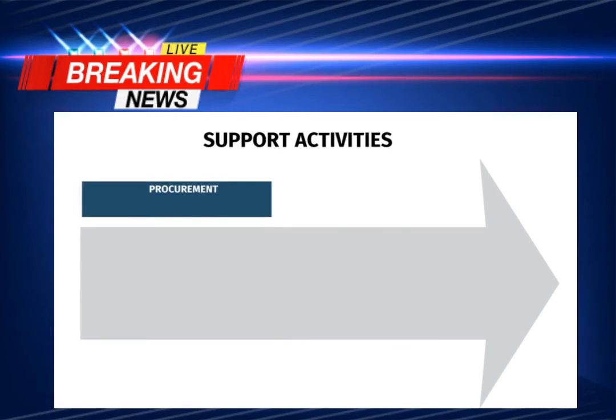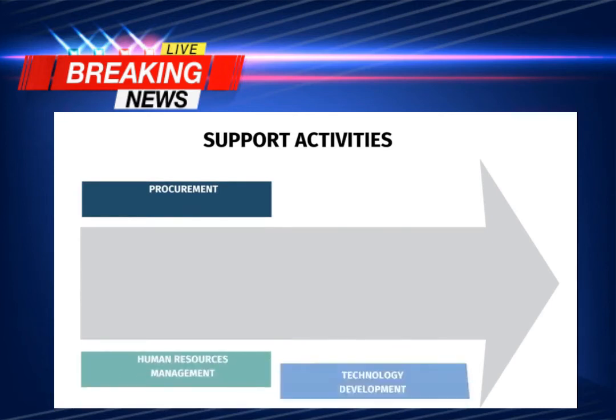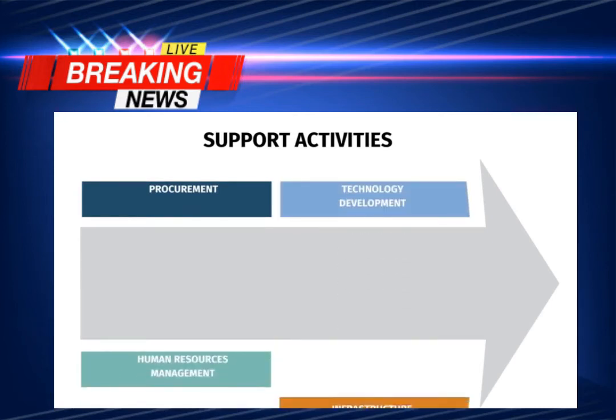Support activities support the primary activities. Each support activity plays a role in each primary activity. For example, procurement supports operations with certain activities, but it also supports marketing and sales with other activities. Support activities are procurement or purchasing, human resource management, technological development, and infrastructure.